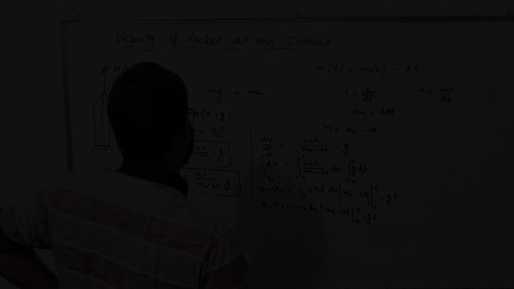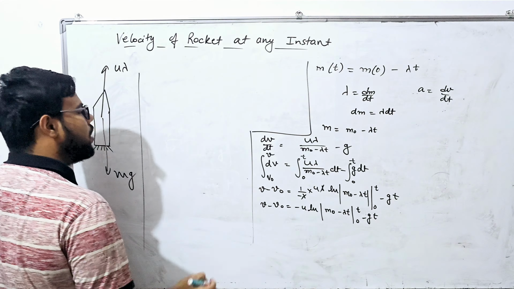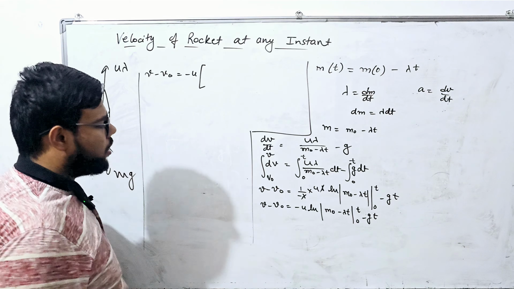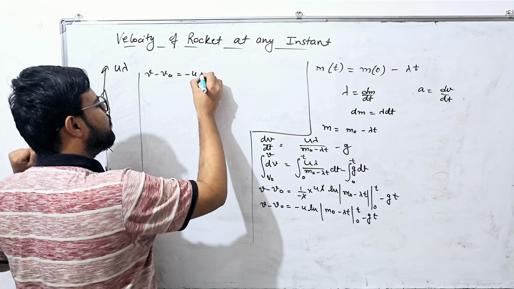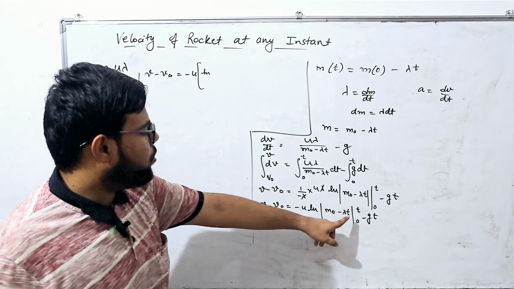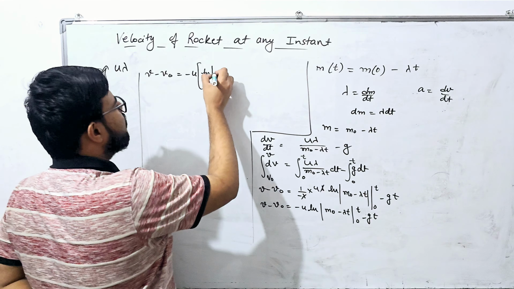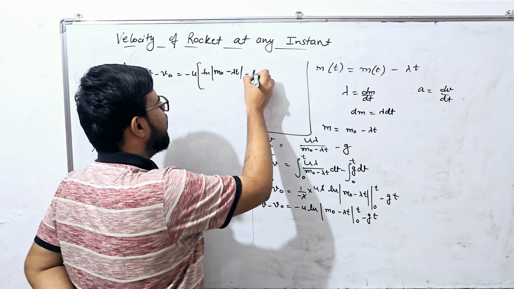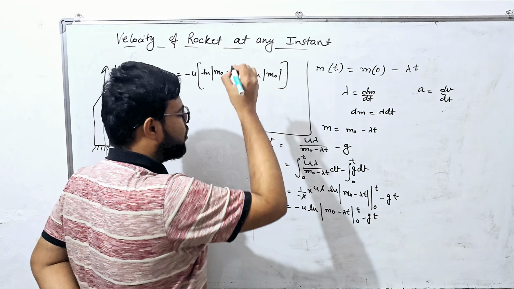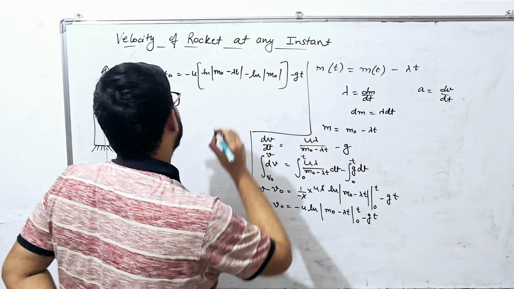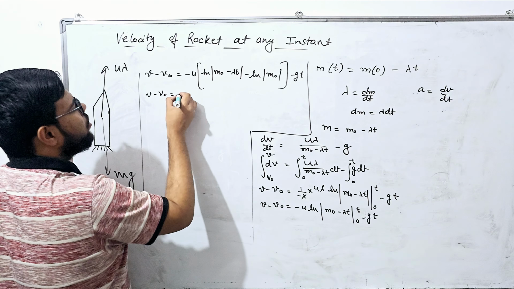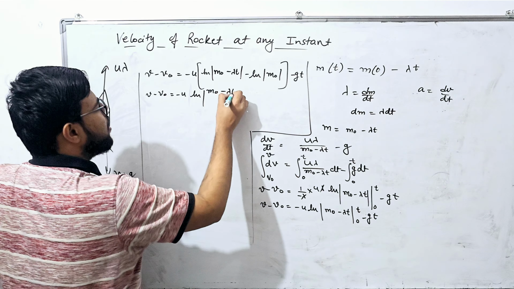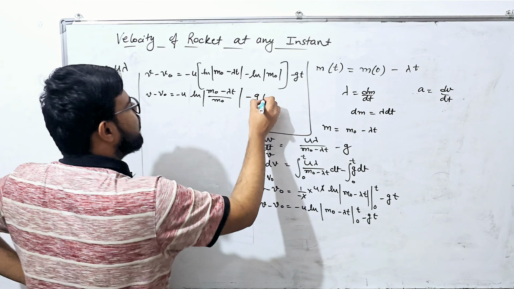Now let's solve it further by substituting the limits. So v minus v0 is equal to negative u multiplied by the natural log. When you substitute t equal to t, you get m0 minus lambda t, and when you substitute t equal to 0, you get negative ln of m0, and here of course you have a negative gt. So v minus v0 is equal to negative u multiplied by the natural log of (m0 minus lambda t) by m0, minus gt.